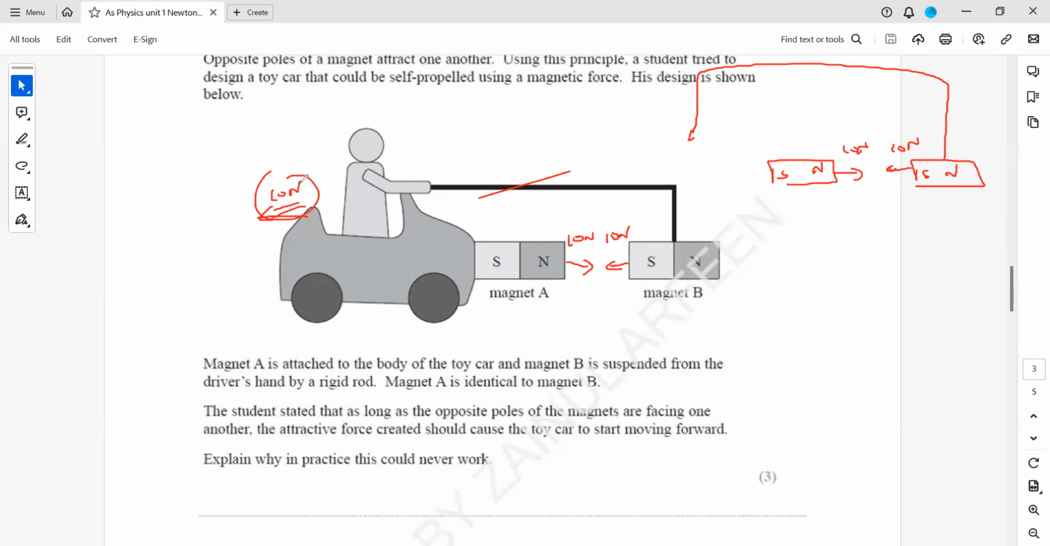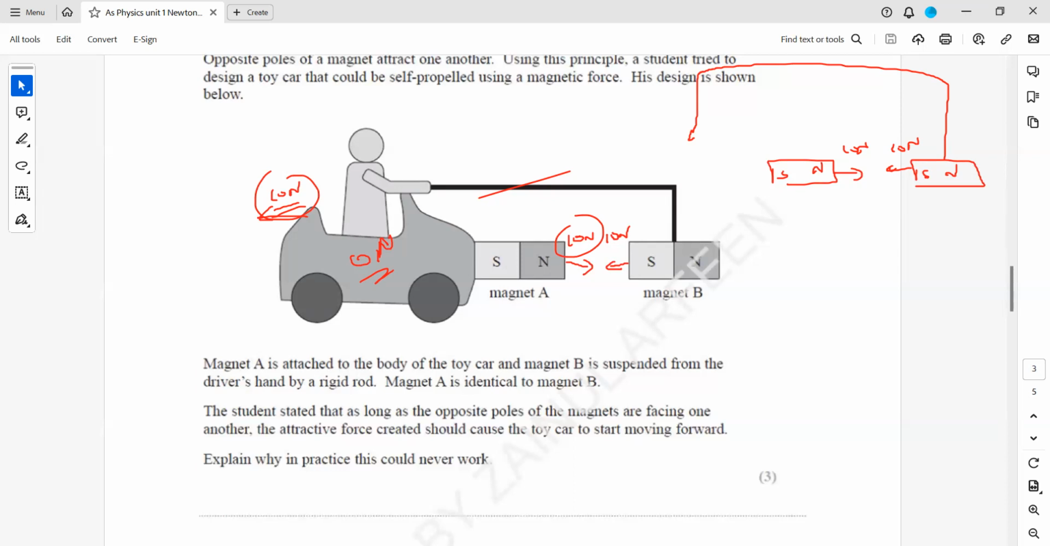So for this backward force of 10 Newton and the forward force of 10 Newton, what will be the resulting force on the car? The resulting force on the car will be 0 Newton. So the car will never accelerate or change its state. So the points you will mention: according to Newton pair forces, the action and reaction forces will be equal and opposite in direction. So the force experienced by magnet A will be equal to the force experienced by magnet B, but they are in opposite directions.